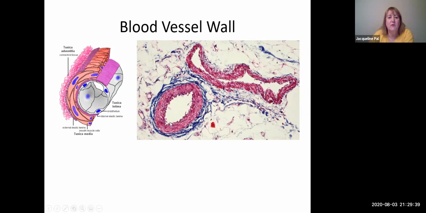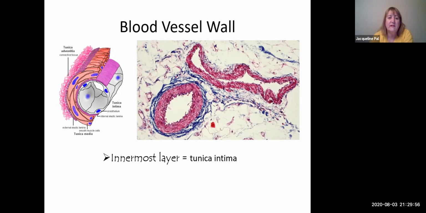As I told you before, arteries and veins like to travel next to each other. So here are two blood vessels, and one of them is an artery and one of them is a vein. And by the time we're done with this video, you should be able to come back to this picture and know which one is which.